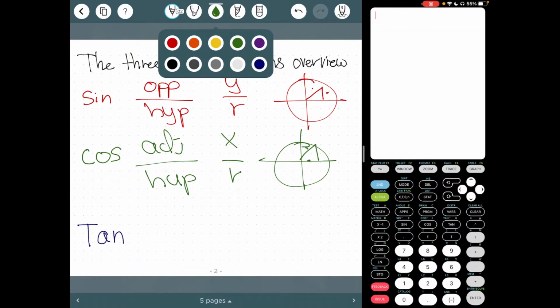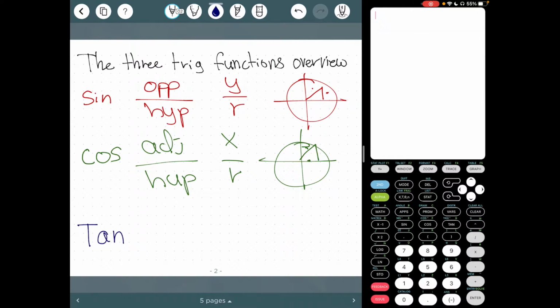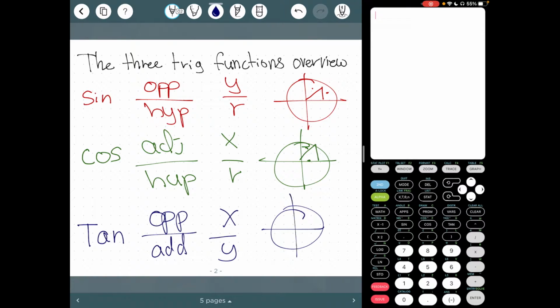And for tangent, we have opposite over adjacent. And on the unit circle, that is y over x. So we have the unit circle here, and we have y, which from this angle is opposite, and over x.